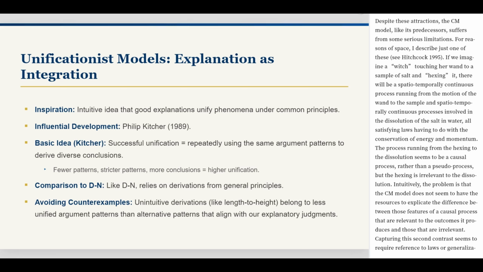But how does it handle those pesky counterexamples? Kitcher argued that derivations that seem unexplanatory, like deducing pole height from shadow length, belong to less unified sets of argument patterns compared to alternative derivations that align with our intuitions. For instance, there might be a more unified pattern for deriving height from the pole's origin story, which justifies our feeling that this is a better explanation.